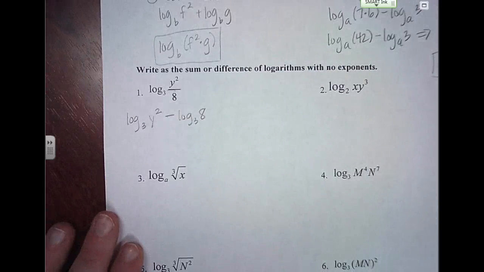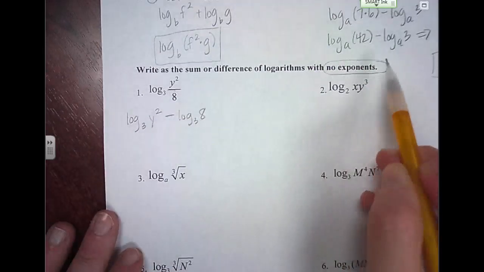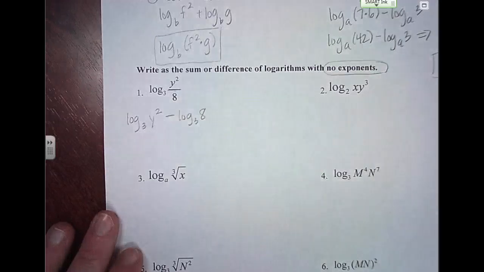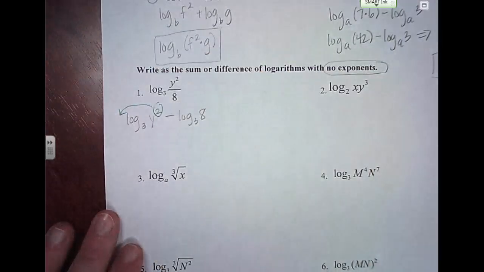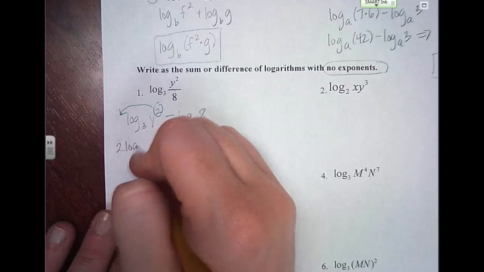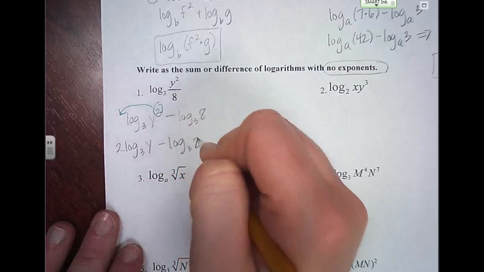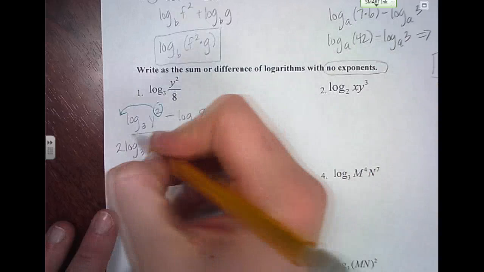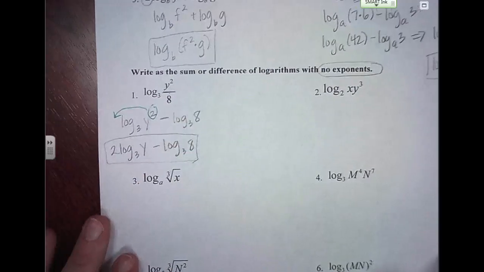So I want to say, okay, well, it looks like I'm done, but this says with no exponents. So when I have an exponent, we're going to take that, move it to the front. So now we have 2 log base 3 y minus log base 3 of 8. And that is your answer. You're expanding it out or stretching it out as much as possible.